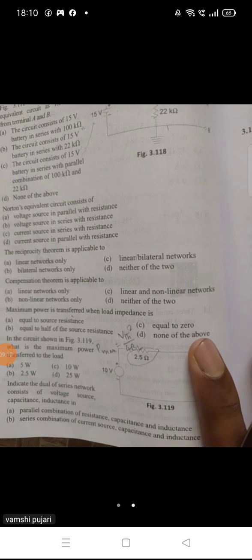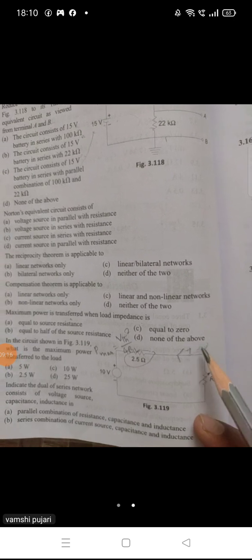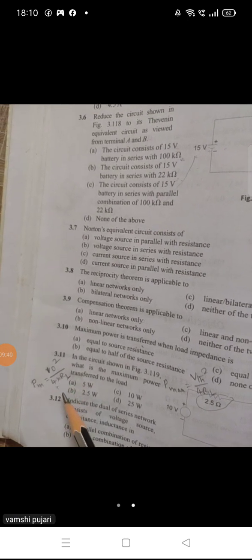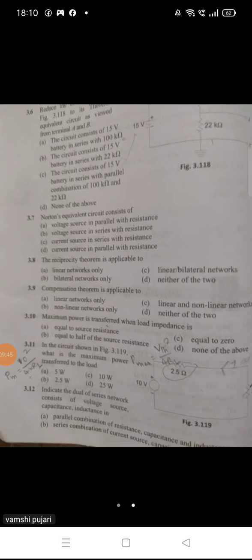Now first we need to calculate VTH, right? If we remove this load resistance RL, across those two terminals we need to calculate VTH. Now the current flowing through the battery is zero, so VTH is the same as the supply voltage. Then P maximum is equal to VTH square, that value will be 10 square divided by 4 into RL, right? 10 square is nothing but 100, 4 into the RL value of 2.5, 100 by 4 into 2.5, that value will be 100 by 10. You will get maximum power as 10 watts. That is option C is correct.